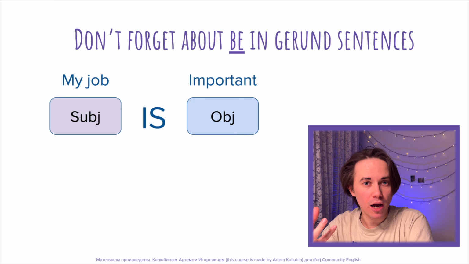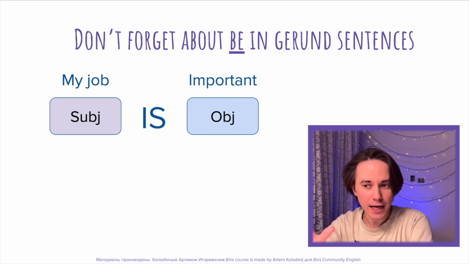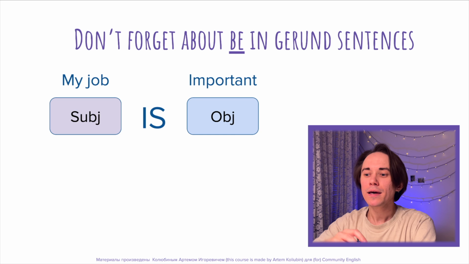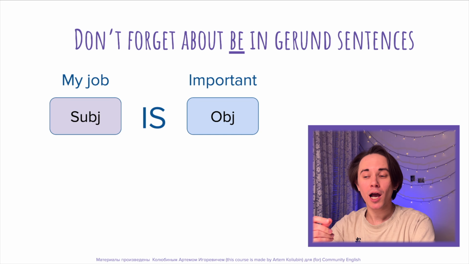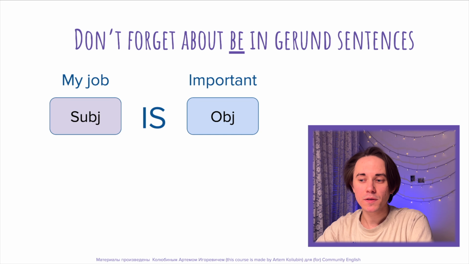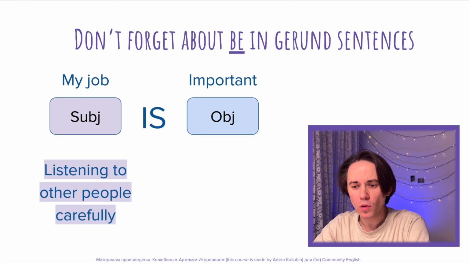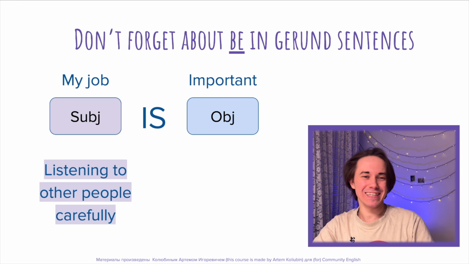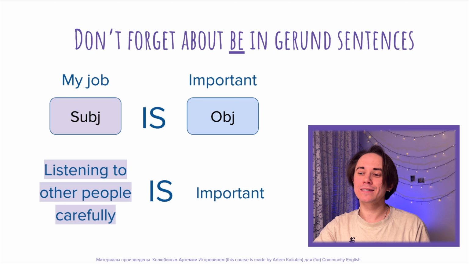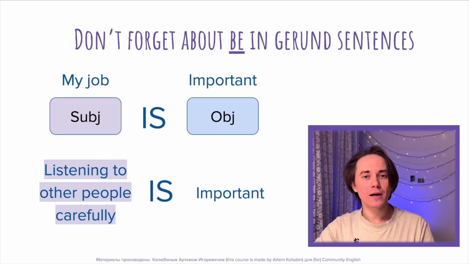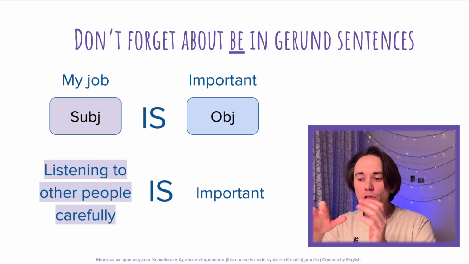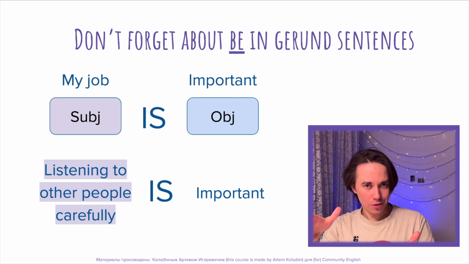So if we have a gerund and we don't have any activity, just like my job, or Artyom, or doctor, or I, the gerund should be accompanied with this little "is." So for example, "Listening to other people carefully is important." That's my subject here. And it's extremely important not to skip this "is." So make sure that you don't, right?